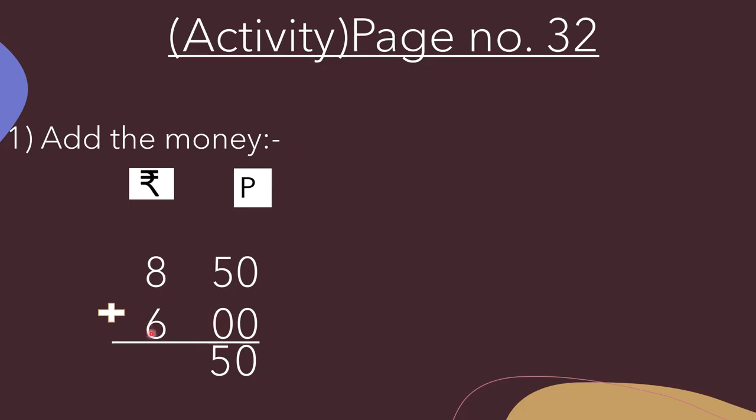And 8 plus 6. So keep 8 in your mind and 6 on your fingers. Now we have to speak forward counting. 9, 10, 11, 12, 13, 14. So here we will write 14. So what is the answer beta? That is 14 rupees 50 paise.